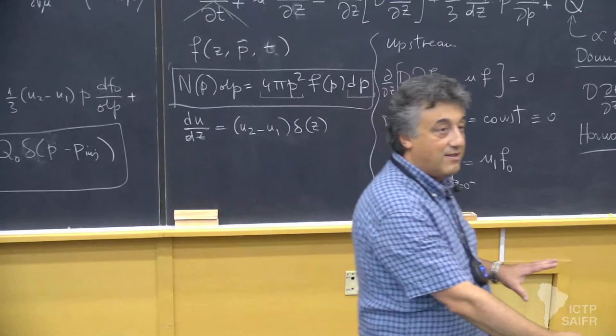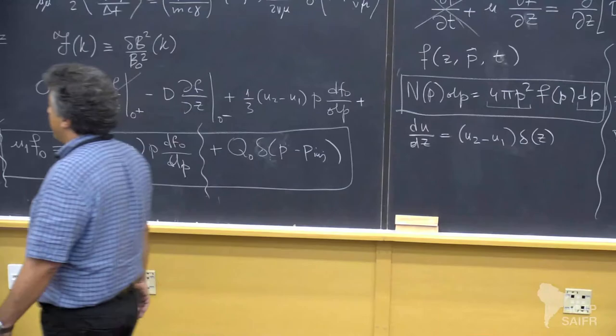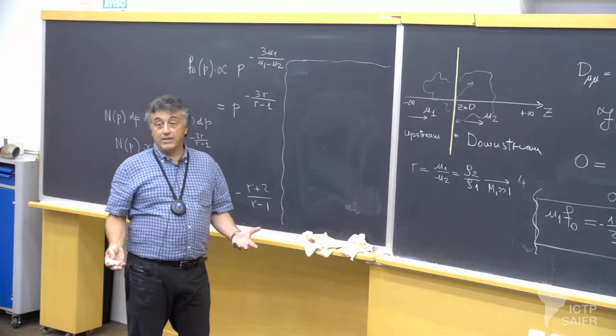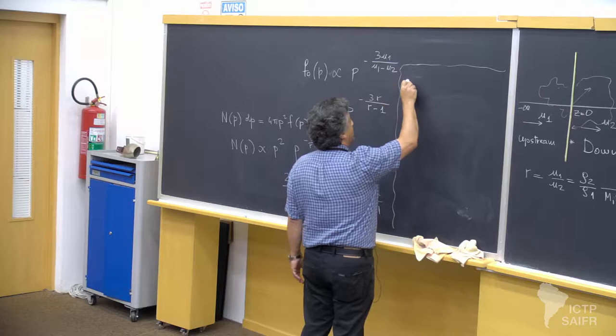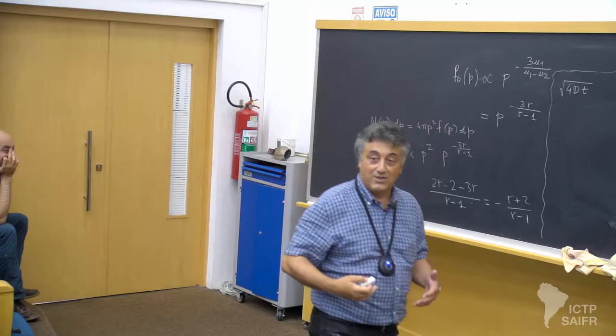For doing that, we need a diffusion coefficient, right? So the acceleration time is dominated really by what happens to a particle of momentum p in the upstream. What is a particle doing in the upstream? Well, it's trying to diffuse, and Pasquale told you that the diffusion length is proportional to the square root of t. So how far in a time t a particle is bound to go is square root of 4Dt, right?